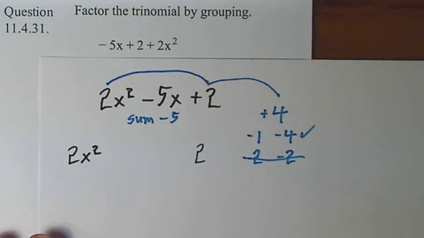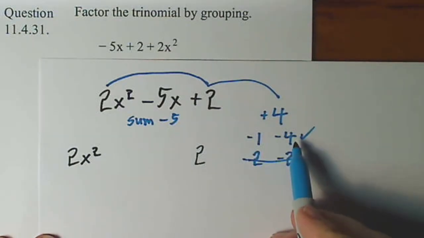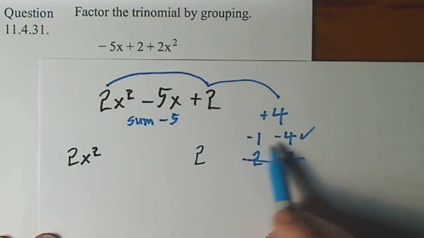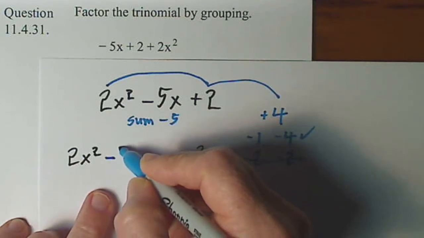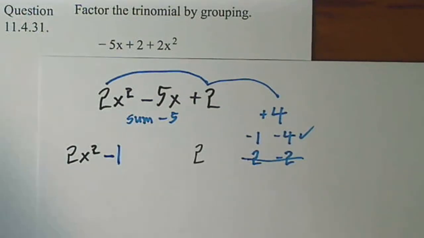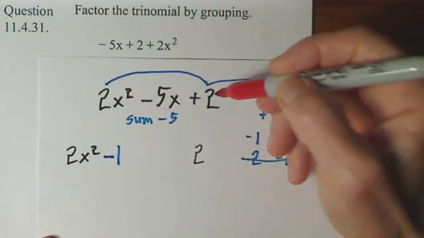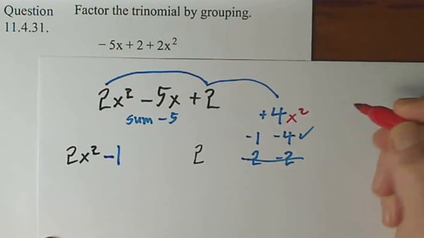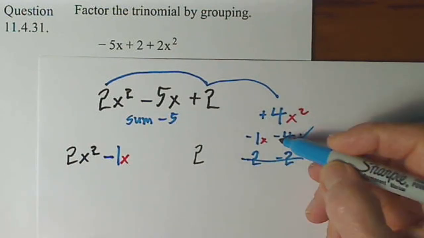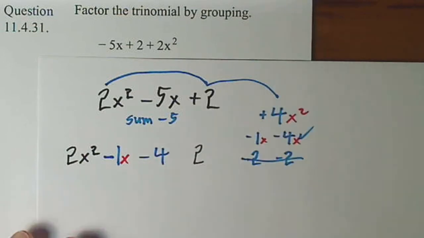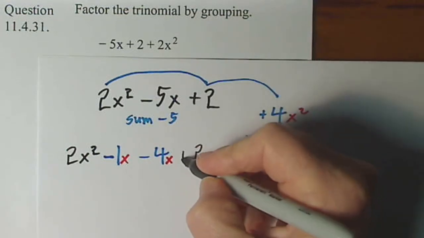And these middle 2 terms, I don't think it's going to matter which order we put them in, so we'll see. I have negative 1, and you really have to remember I multiplied 2x squared times 2. That gave me 4x squared, so there's x by each of these. Okay, so it's negative 1x and negative 4x, and it appears that I forgot to indicate this was a plus 2.